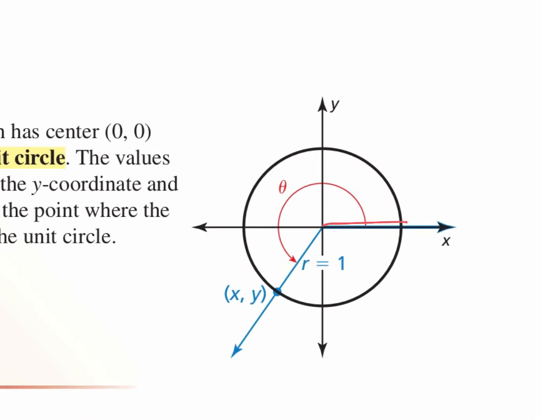So it's like we go 1 unit this way, 1 unit this way, this way, this way. That's why r is always 1, and that's what r stands for, the radius of the circle. So we're just going 1 unit in each direction, which is why it's called the unit circle.